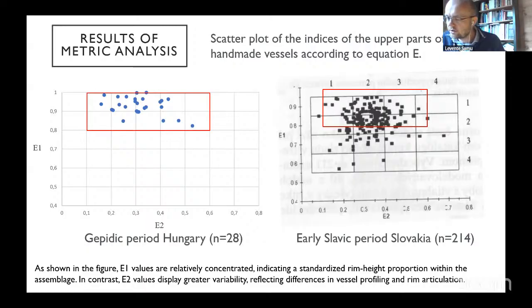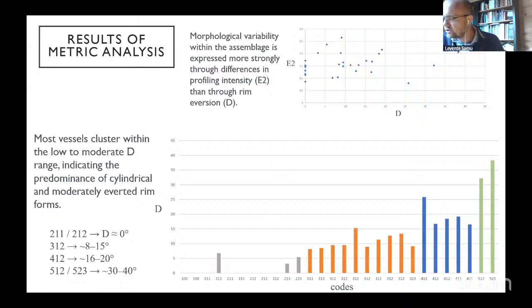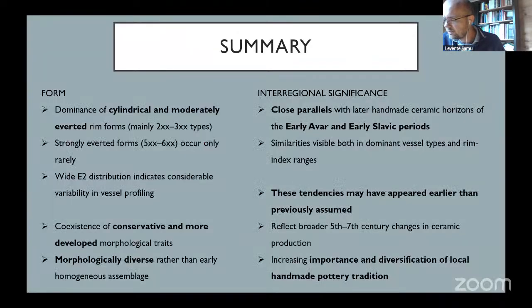Most vessels fall into the low and medium D ranges, which means that vertical and only slightly everted rim forms dominate within the assemblage. The scatter plot suggests that vessels with similar rim eversion values, D, may still differ considerably in the profiling of their upper parts, E2. Only a few vessels belong to the strongly everted categories, 512, 523, indicating that highly open rim forms were relatively rare in this material. From a typochronological perspective, the assemblage is dominated by cylindrical to moderately everted rim forms, while highly everted forms occur only sporadically.